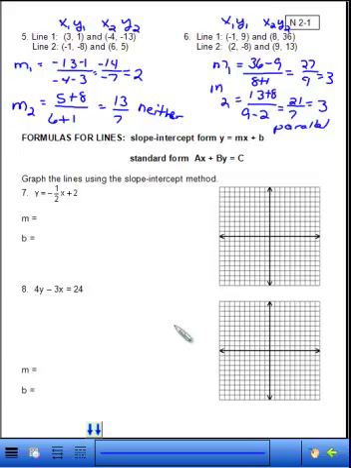Now there's actually three formulas I want you to remember, and again I want you to memorize these. We have slope-intercept form, which is y equals mx plus b. We have standard form, ax plus by equals c. And you have point-slope form. And point-slope form is y minus y1 is equal to the slope times x minus x1.